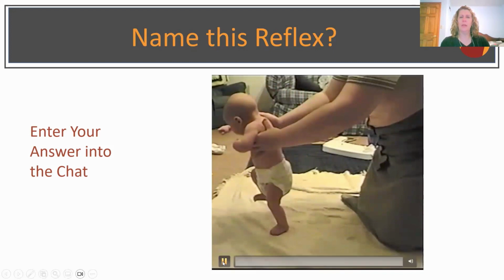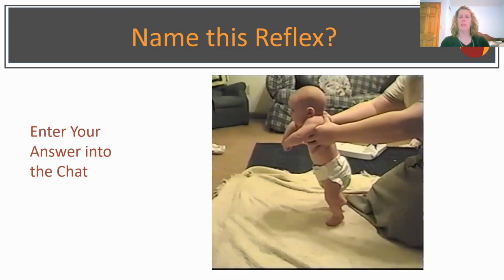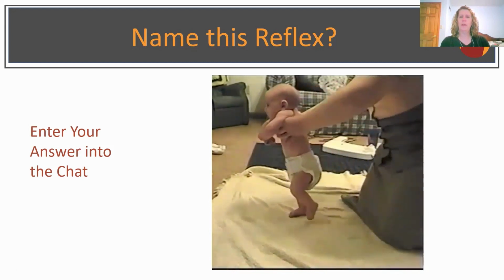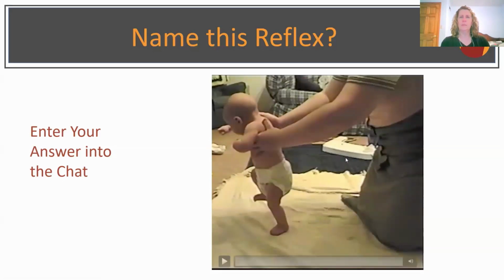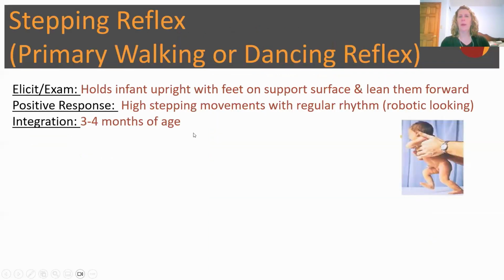Look how robotic he walks. Again, the stimulus is putting weight on their feet and leaning them a little bit forward, and look how high-stepping and robotic that walking looks. You hold them upright, you lean them forward, and you see that high-stepping, robotic, regular rhythm type of walking. You're going to say, okay, that's not voluntary walking. First of all, they're too young to be walking, but that's really reflexive walking. So it's called a stepping reflex, primary walking reflex, or dancing reflex.